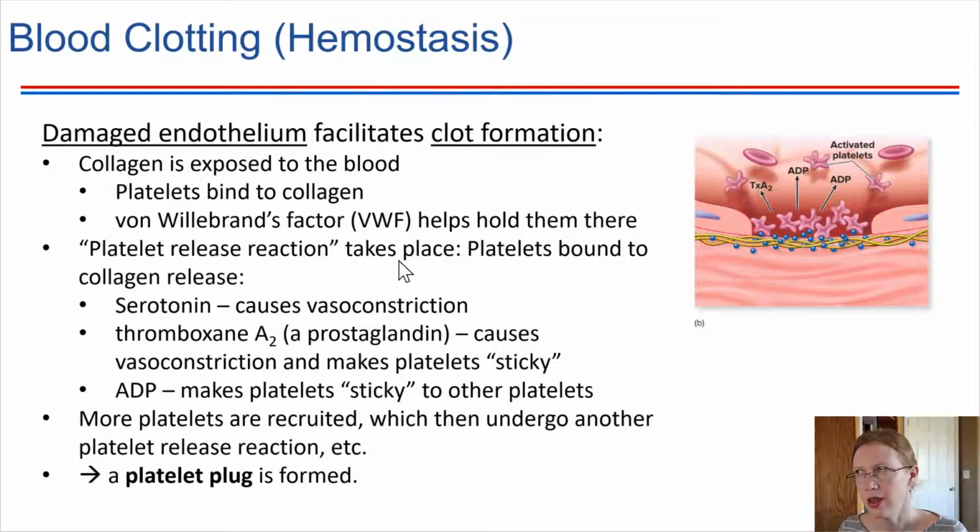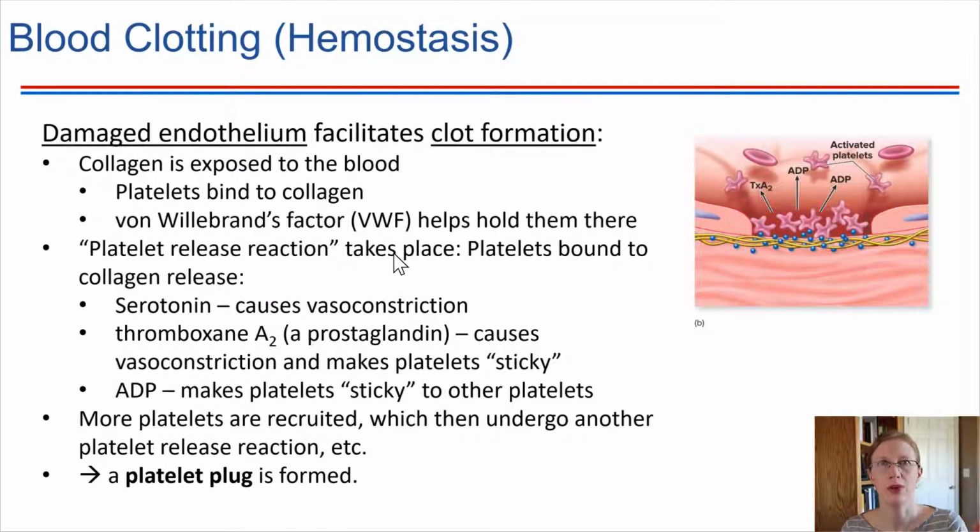So remember, we're talking about a blood vessel. There's blood flowing through all the time. That blood provides a shear force, which might strip the platelets away, but this VWF helps to sort of cement them in place, hold them more securely. So once they are stuck in place, there's a cascade of events that's going to take place. The platelet release reaction is referring to this cascade of events. So platelets that are bound to collagen, particularly, that is the event that initiates them to secrete serotonin. And remember, serotonin causes vasoconstriction.